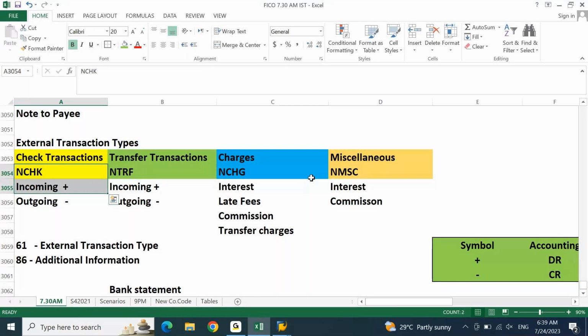Similarly, NCHK outgoing is also working fine. NTRF is also working fine. Charges is working fine. Miscellaneous is working fine. First, you are going to test one by one transaction type with a single statement.